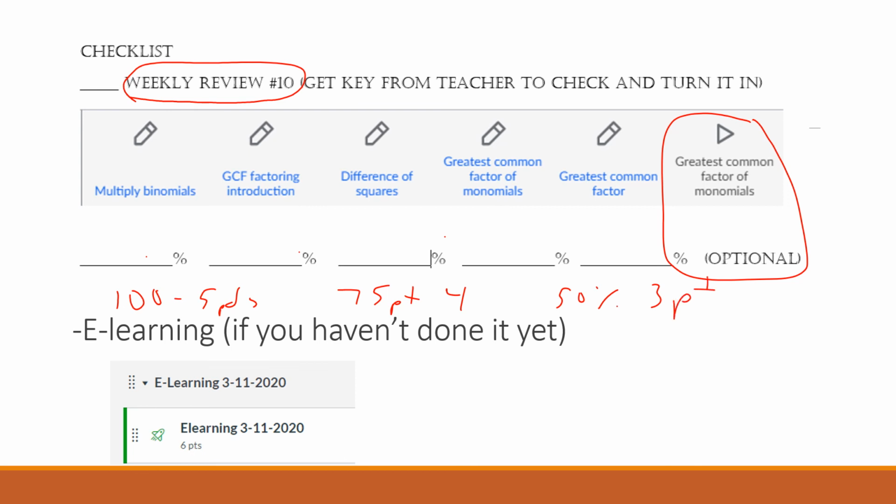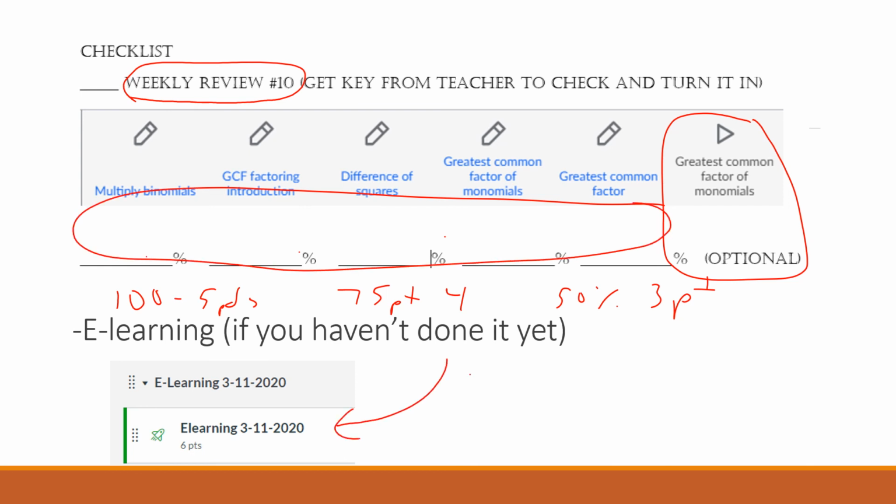So get those things done while you have a little bit of time. And if you still didn't do the e-learning, there's 6 questions there on the e-learning. Okay, so that should be enough to finish up your class period. See the teacher. The teacher can help you if you have questions. This is just to help be a guide.